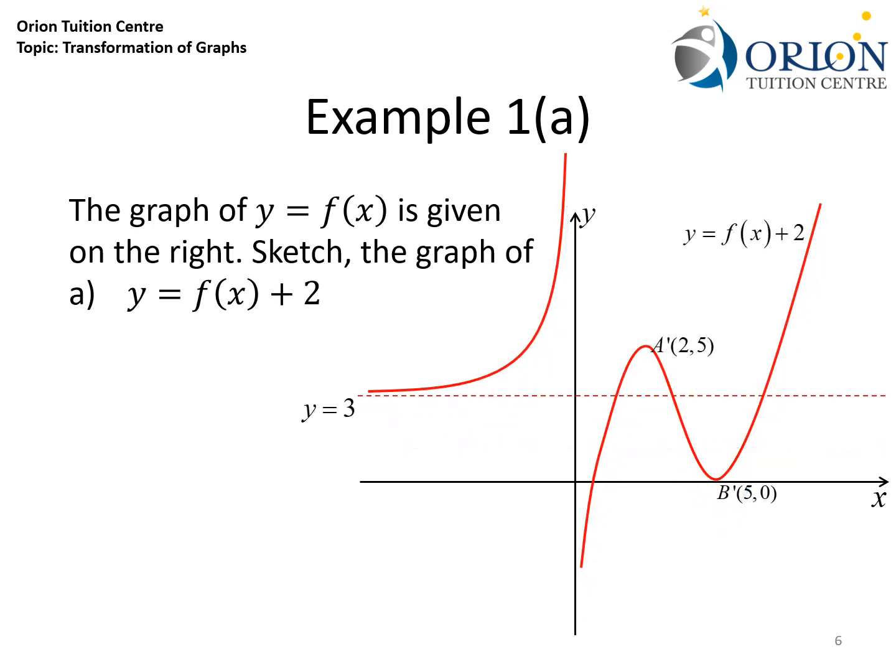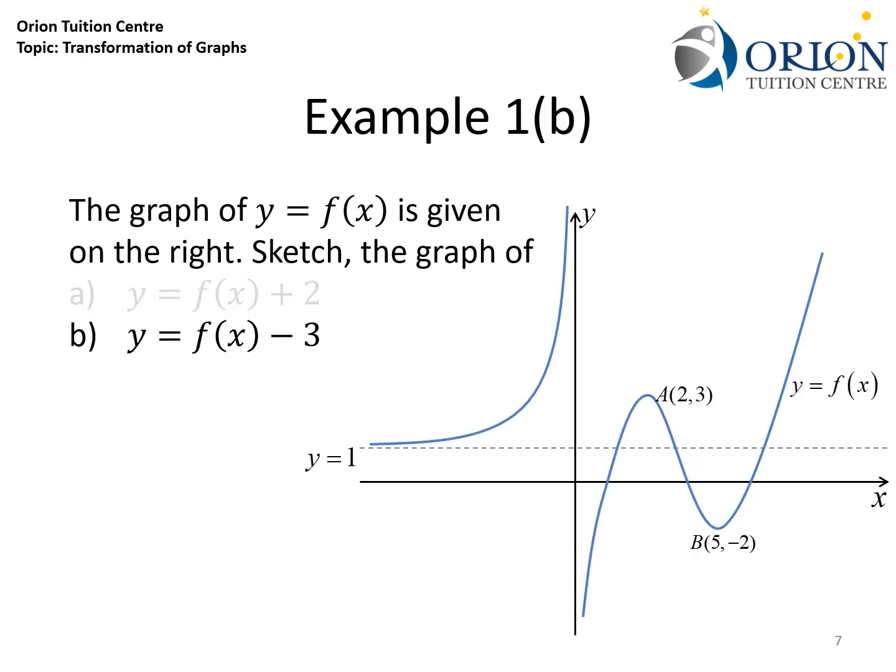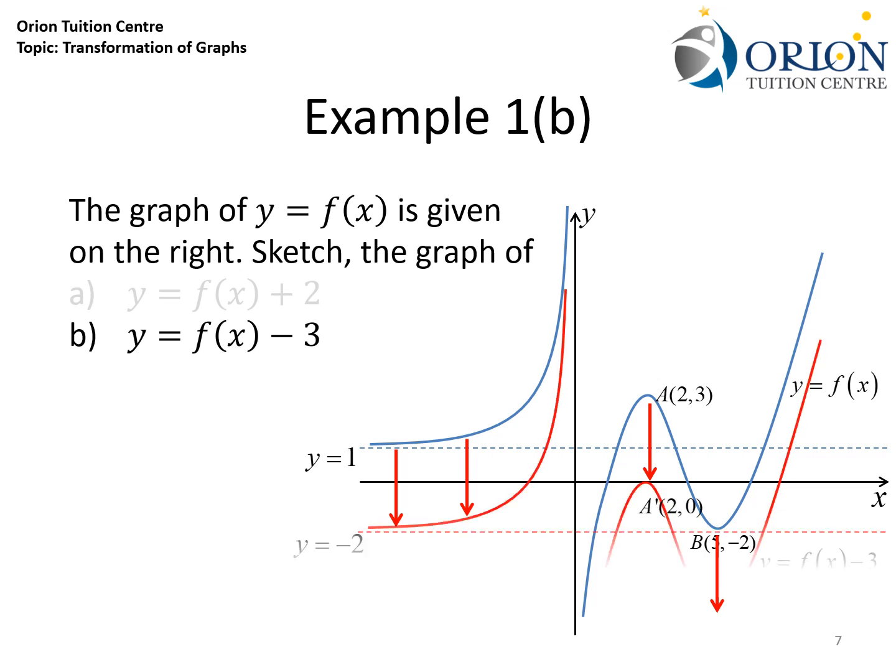Do note that if we know the original coordinates of any points, we have to include the transformed coordinates of these points as well, like this. And also, if we know any equations of asymptotes, we will have to write down the equation of the transformed asymptotes as well. If instead we are asked to sketch the graph of y equals f(x) minus 3, we will redraw the entire blue curve 3 units lower, and thus end up with this red curve.